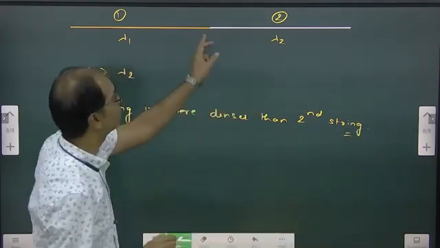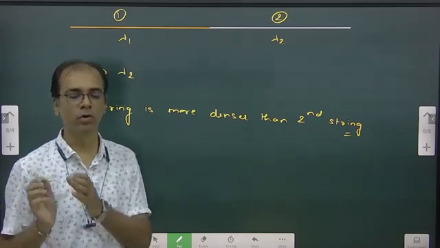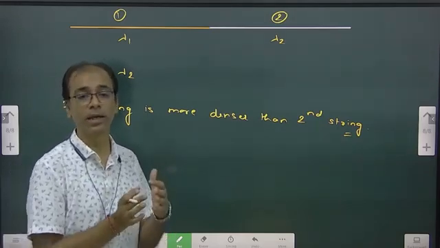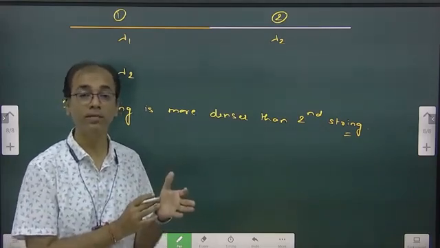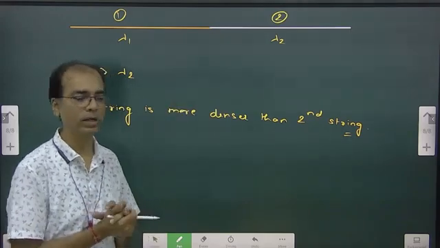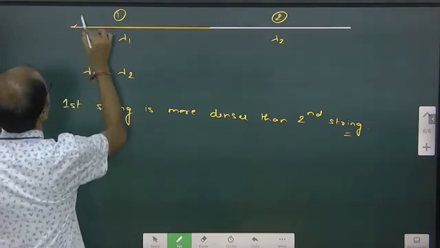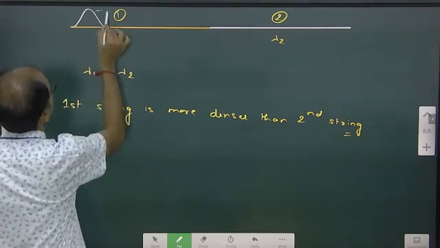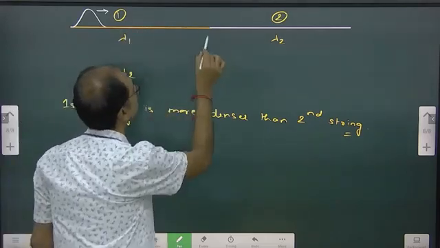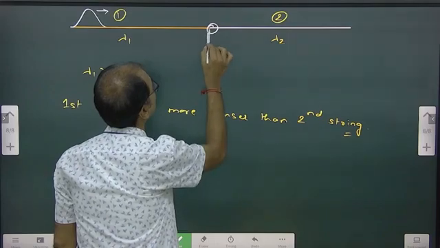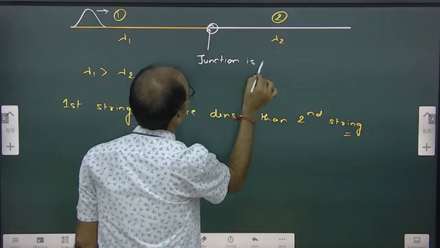So this junction will not act like a fixed end, it will act like a free end. When you go from denser to rarer, it acts like a free end. When you move from rarer to denser, it acts like a fixed end. Here it is free. So again, let's create the pulse. Here we created the pulse. It's going like this, from denser to rarer. This is the junction, and this junction is similar to a free end.